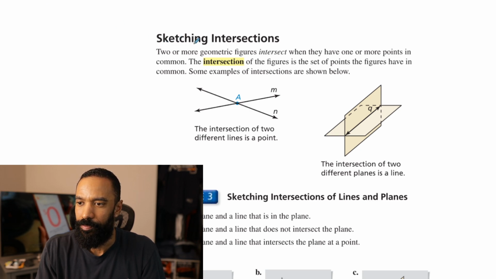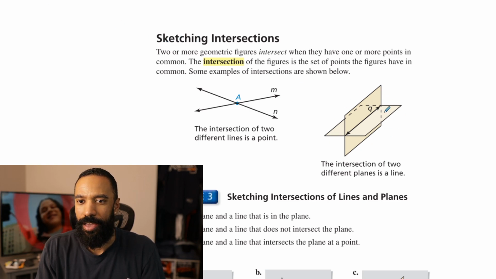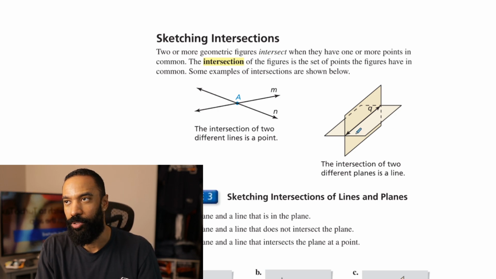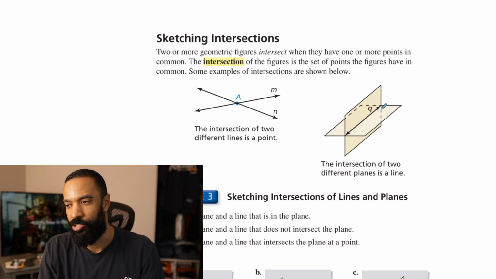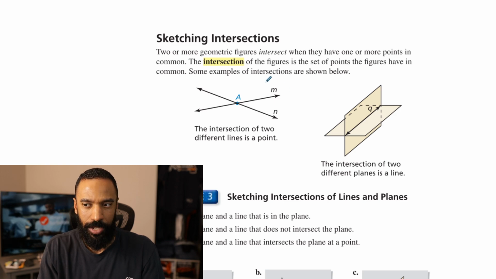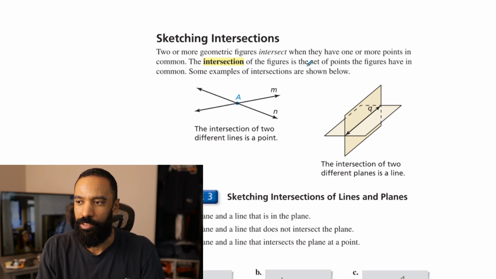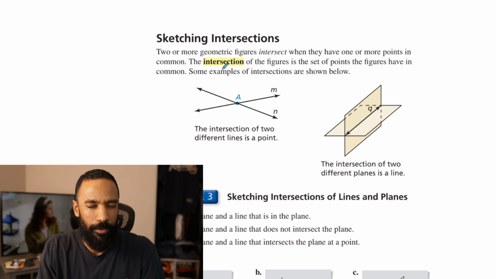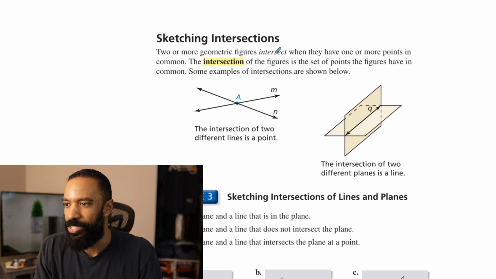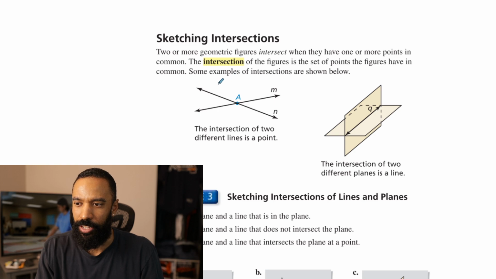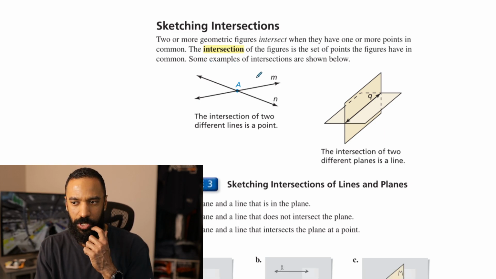Sketching intersections. Two or more, and this is where if I have to draw some of these, I'm going to have trouble giving a version to you that makes sense. And I only hope that you can make sense of the ones that you see here. Two or more geometric figures intersect when they have one or more points in common. The intersection of the figures is the set of points the figures have in common. Some examples of intersections are shown below.